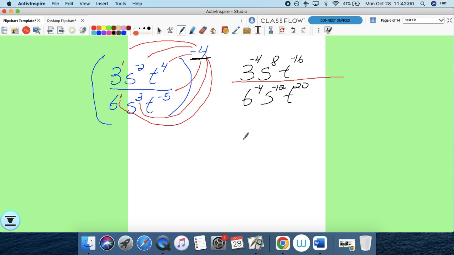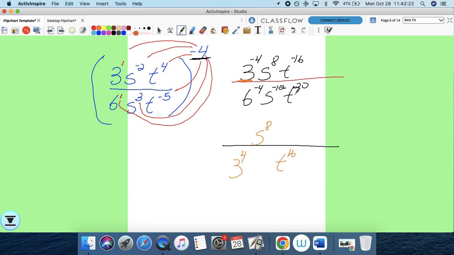Done. Now, there are a lot of negative exponents. Let's change them to positive, so let's do it one by one. Let's do this one first. 3 to the negative 4th is going to come down here, and then the 4 becomes positive. S to the 8th stays where it is. T to the negative 16 is going to come down here, so I'm just going to write it here to the side.